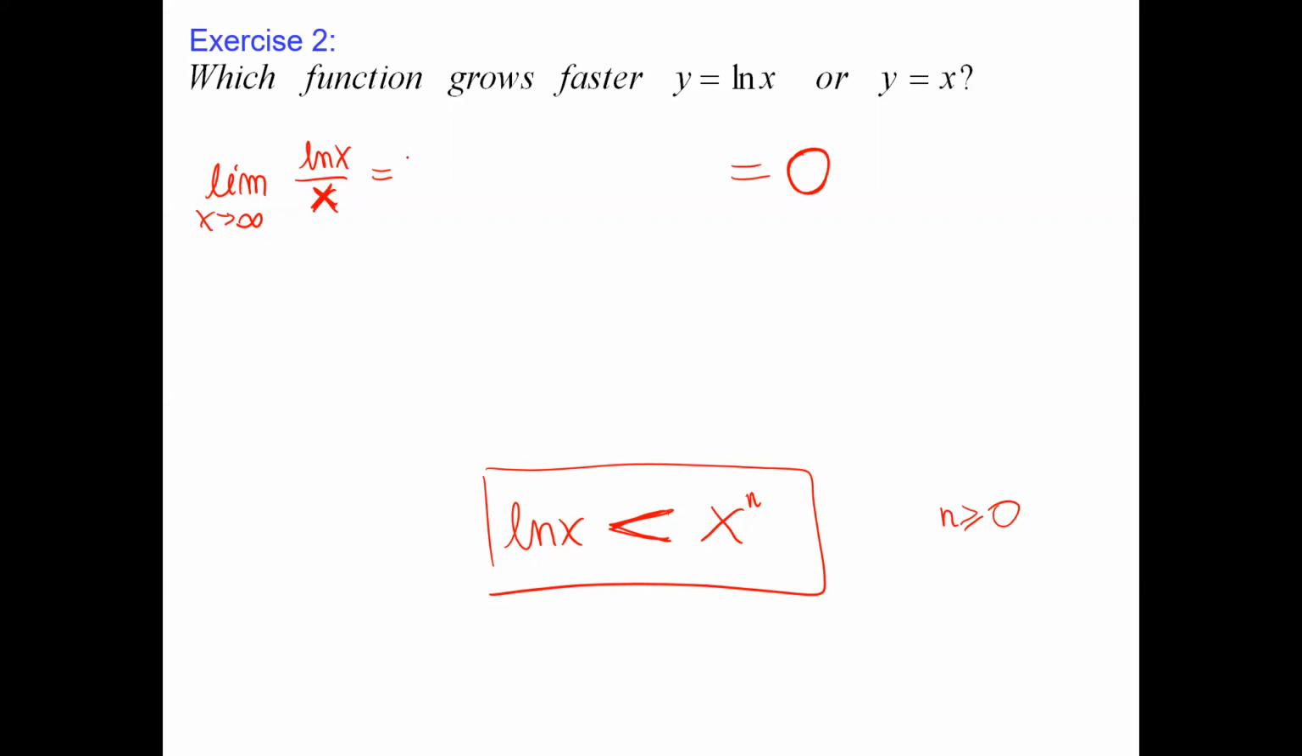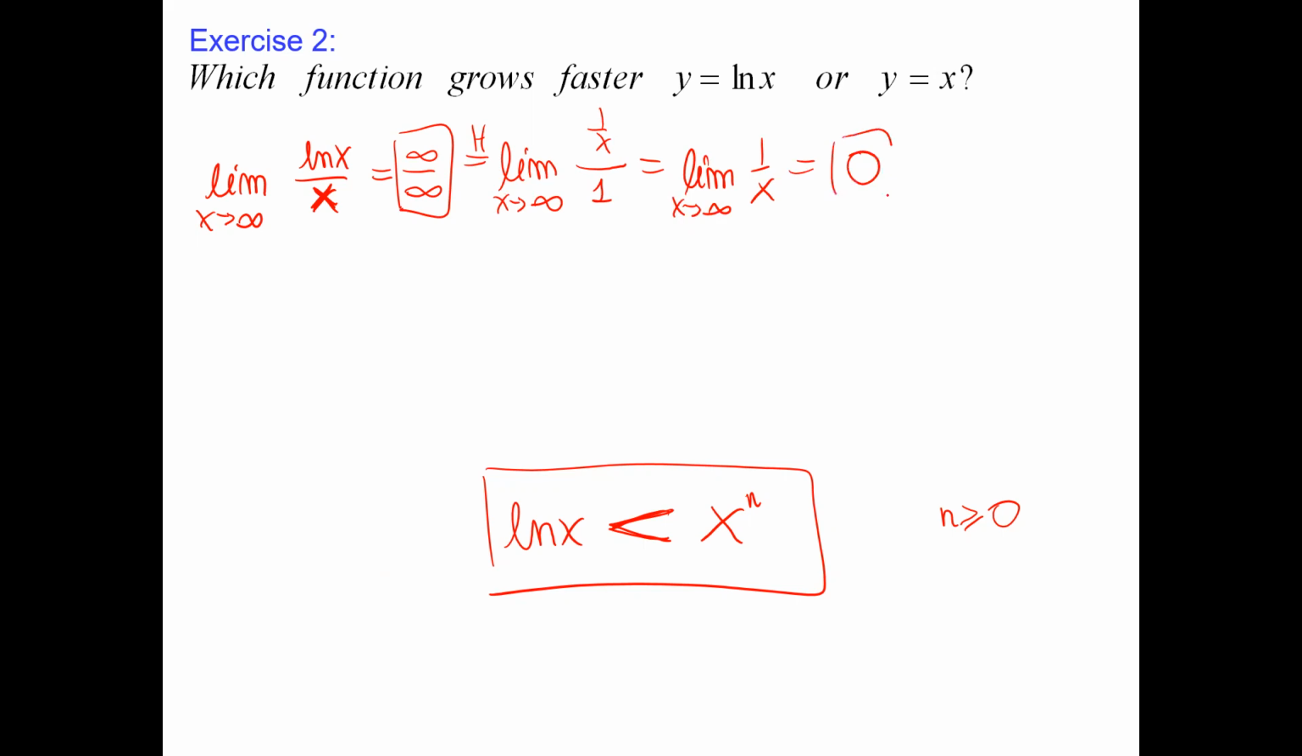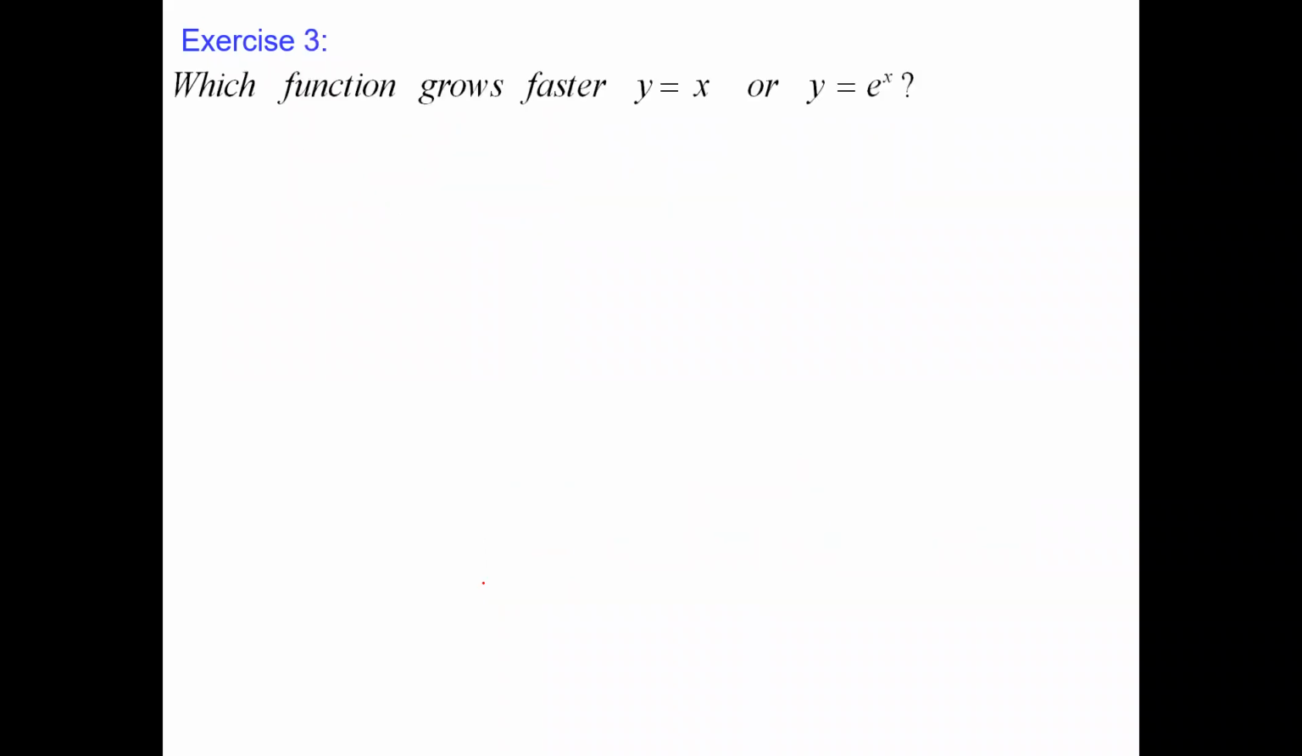What we can quickly do, since this is infinity over infinity, is use our new tool, L'Hopital's rule, and prove it. The derivative of ln of x is 1 over x. This one is 1. When we simplify, we will have 1 over x, 1 over a big number. 1 over a big number is small. That 0 proves that x grows faster than ln of x. The denominator grows faster. Okay, another comparison. Now, x and e to the x.